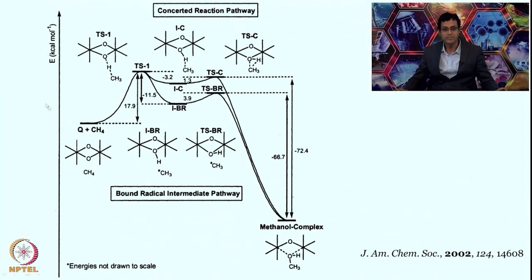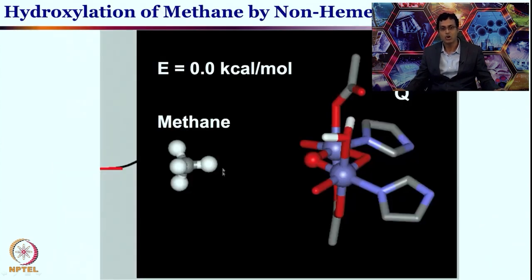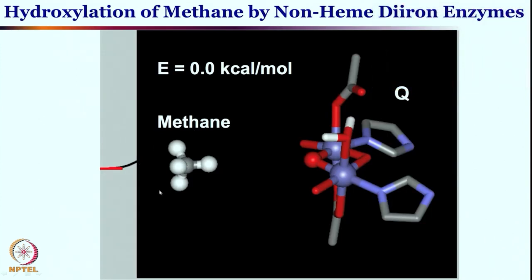We'll look at these steps: how methane is approaching this intermediate Q, how this transition state is forming, how these intermediates are forming, how the next transition state is forming, and subsequently how the overall product formation is happening, by DFT studies in a little closer manner. Okay, so this is where methane is approaching the intermediate Q.